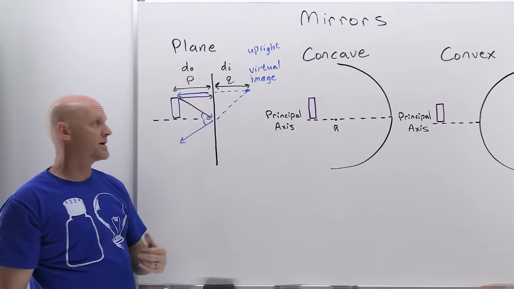Now here's the deal though. If we draw where the image is going to be located, it's going to be something like that. What you'll find is that the top point of our object, the light rays are reflecting to form the bottom point of the image. This thing is completely inverted. And a real image is always going to be inverted. So in this case, inverted and real always go hand in hand.